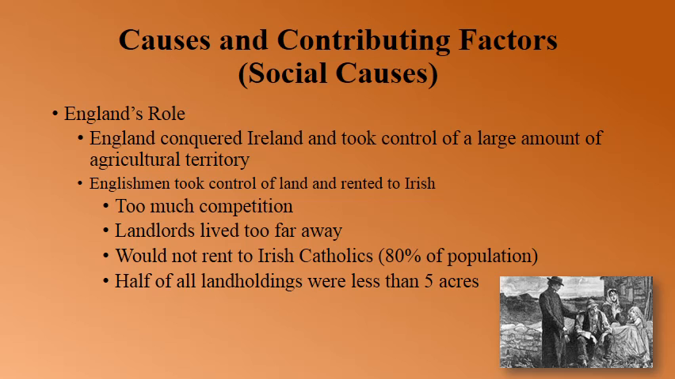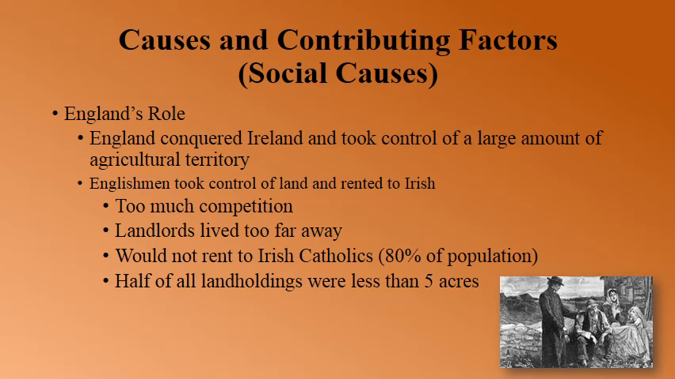So to begin with causes and contributing factors, I will talk about the social causes of the Great Famine, and England had a huge role in that. Because England had conquered Ireland and took control of large amounts of agricultural territory. And since they were still in England, they rented land to the Irish people to farm. But there was just too much competition because too many Irish people needed to farm and there was just not enough land. And the landlords lived too far away because they were still in England, so they had other people taking care of their land in Ireland.